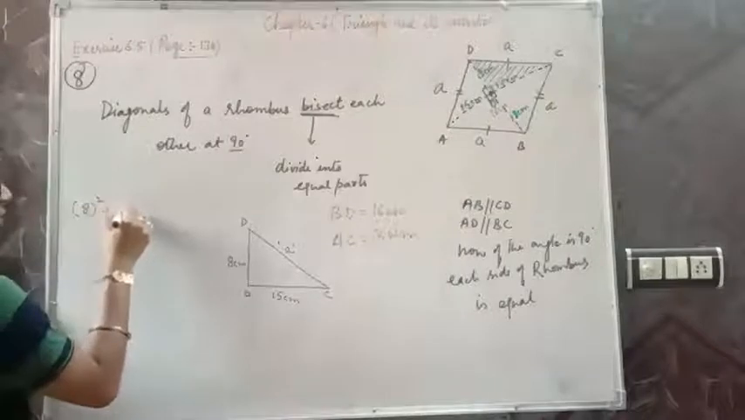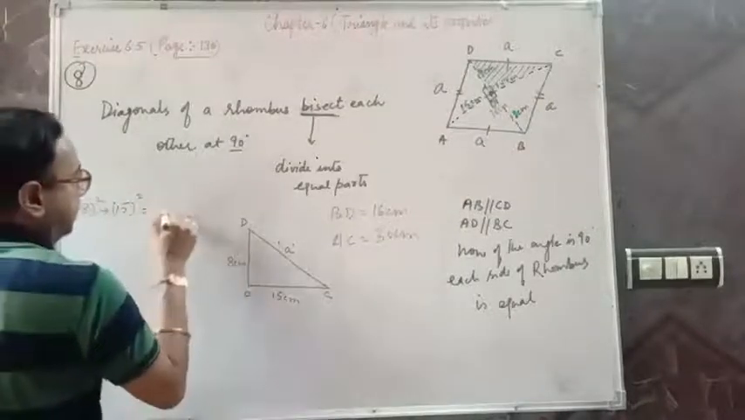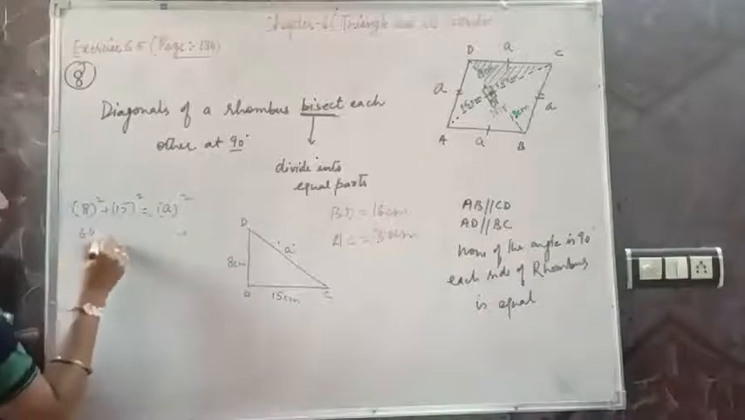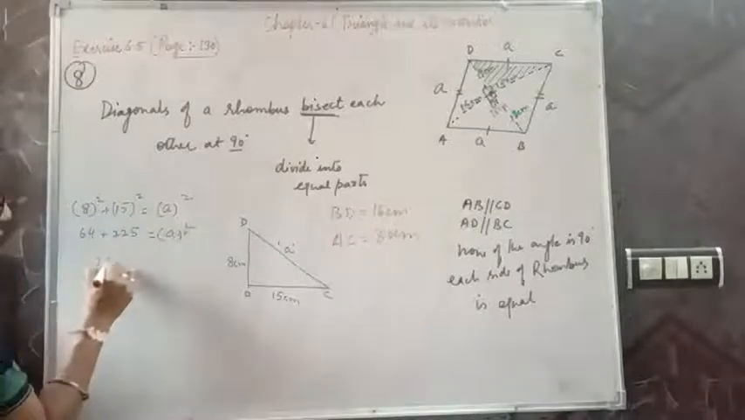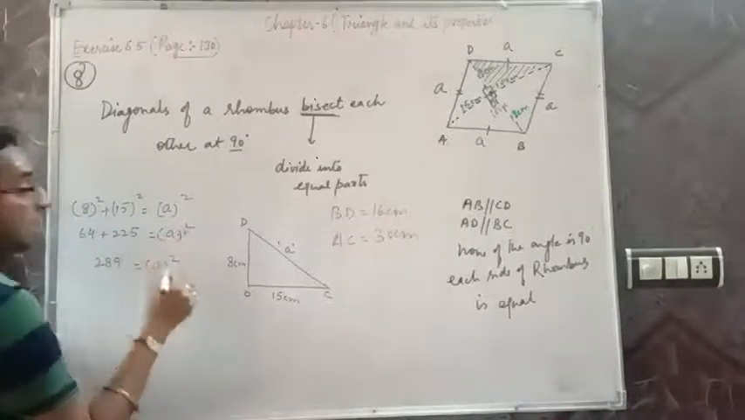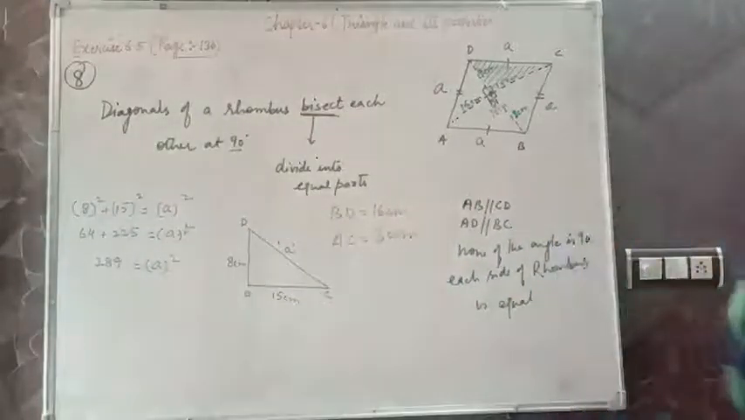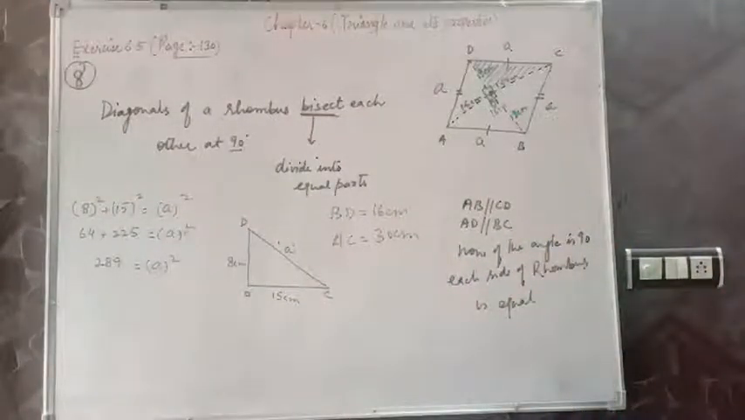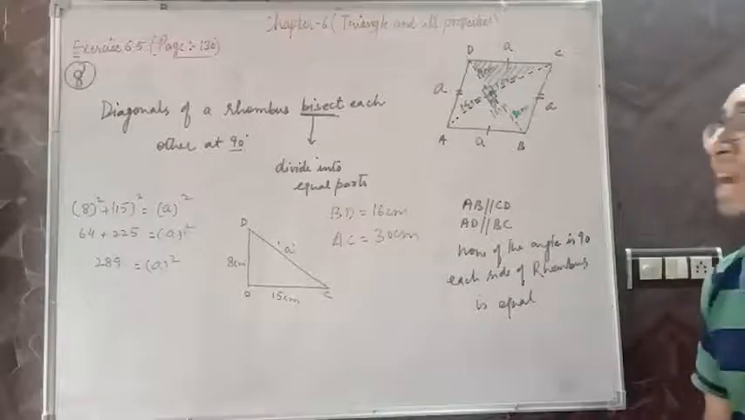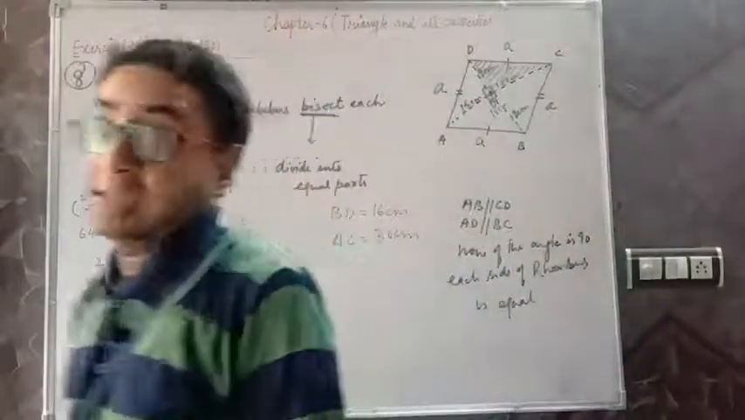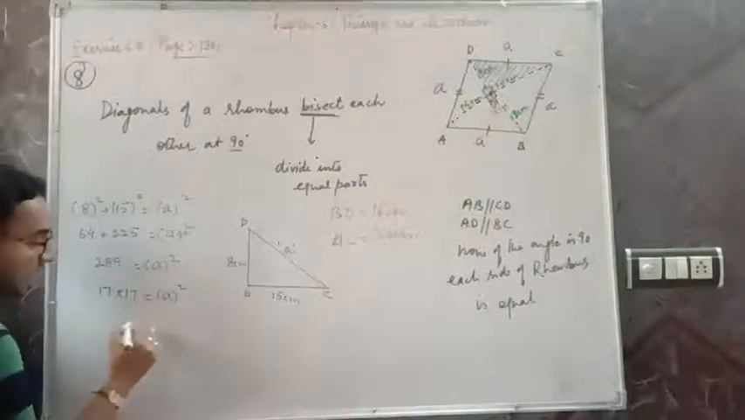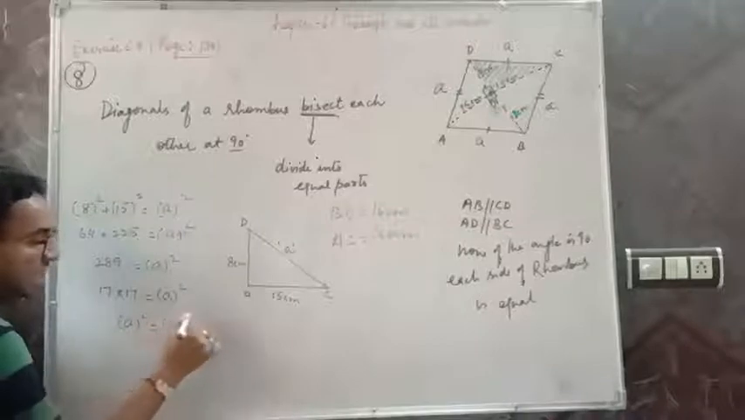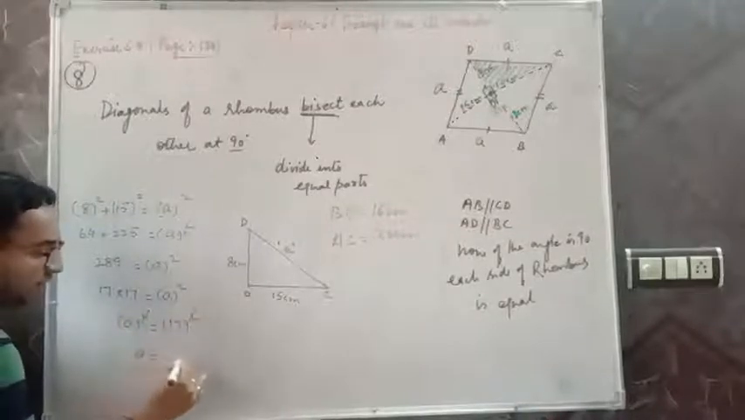Apply Pythagoras theorem. 8 square plus 15 square is equal to A square. On applying, what will I get? 64 plus 225 is A square. Now 64 and 225, what will I get? 289 is A square. Now just tell me, what number multiplied by itself gives 289? That is 17. 17 into 17 is 289. So can I write A square is equal to 17 square. Cancel out. A is equal to 17 centimeter.